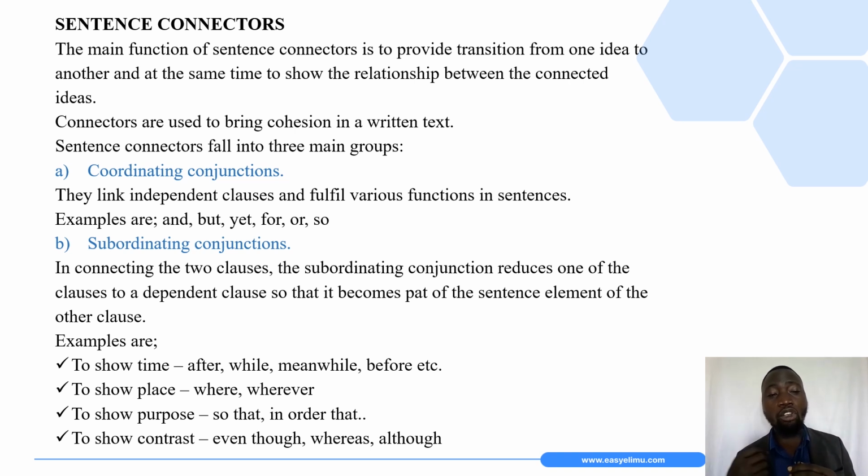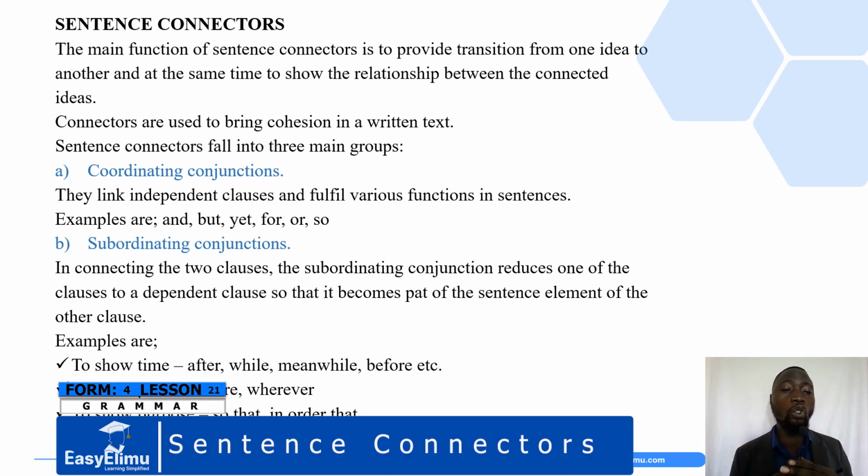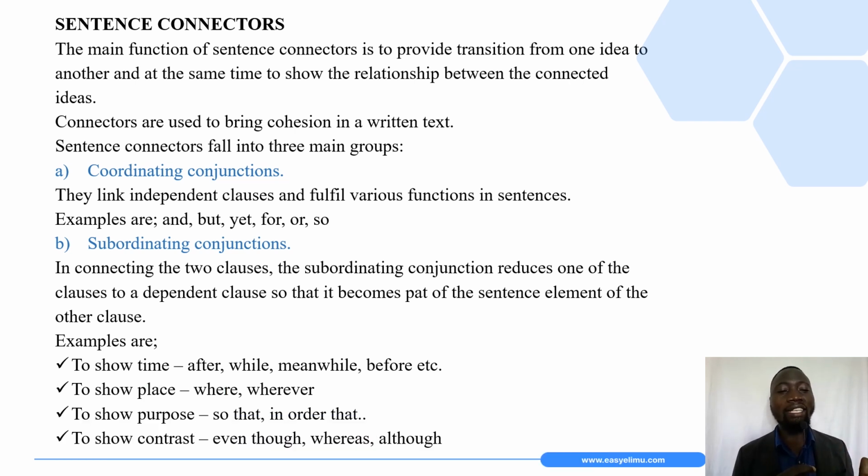So the first category, we have the coordinating conjunctions. The second category, we have the subordinating conjunctions. And the third category, we have the conjunctive adverbs. So we are going to look at examples under each. So let us start by looking at the first category or the first group that we have. That is the coordinating conjunctions.